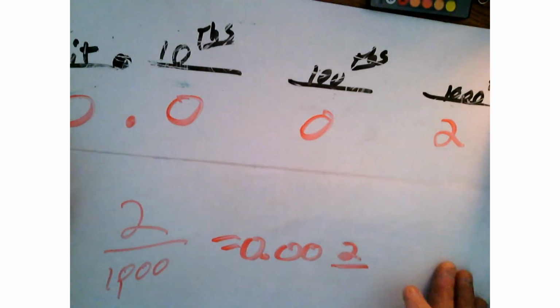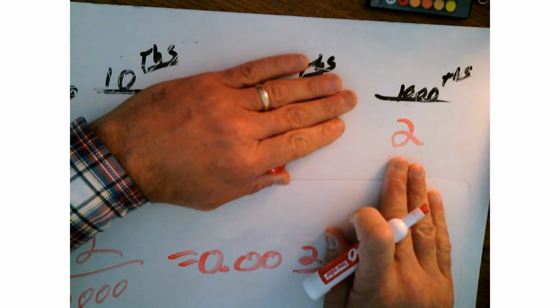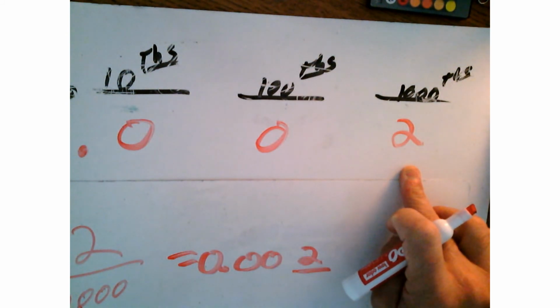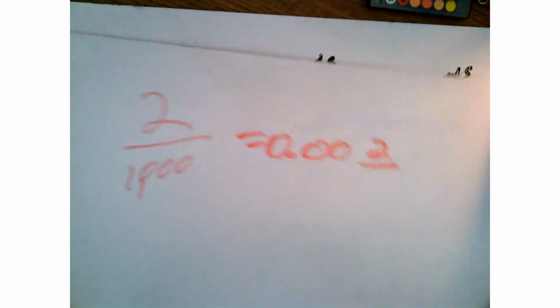So pretty easy if you remember the last name concept. Whatever number you have, you would say it, 2 1/1000ths, and then fill in the blanks.